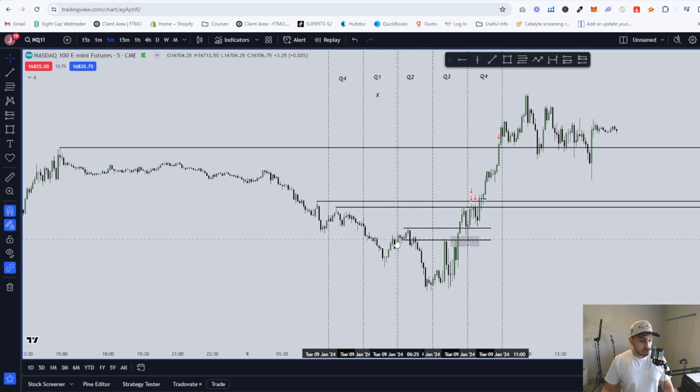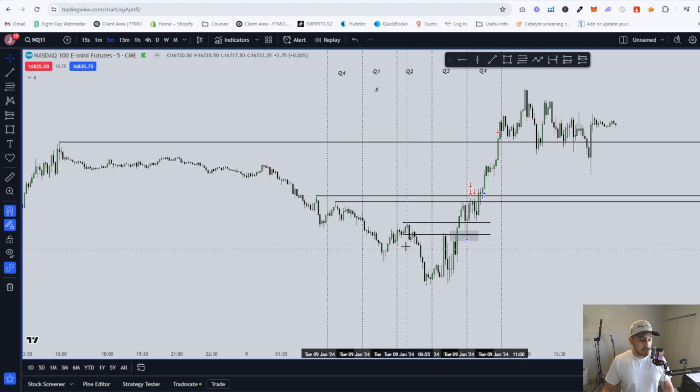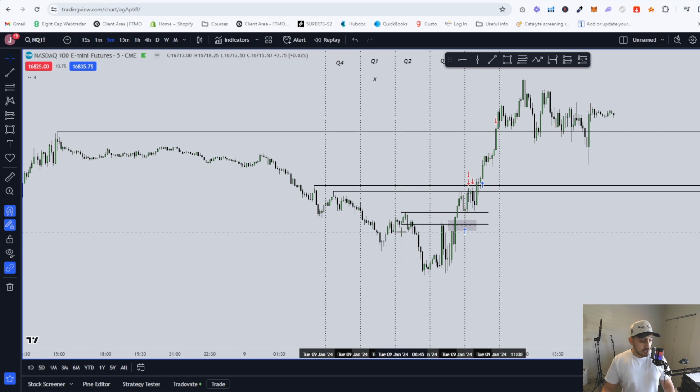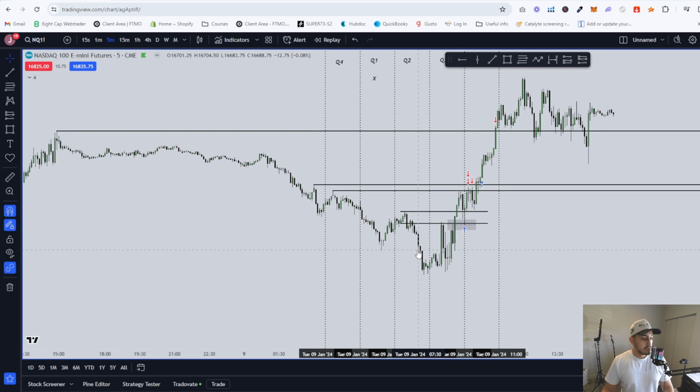So quarter two does look like accumulation of shorts, and we obviously do accumulate the shorts, and we come down and take out that low, okay? So now this looks like accumulation of shorts. This is going into pre-market of NY session. We're getting into the kill zone, and we're going to start getting into the macros as well.